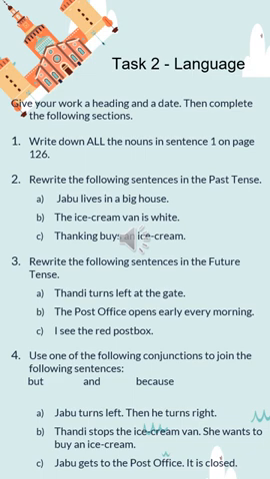Number 4. Use one of the following conjunctions to join the following sentences. But, and, because. A. Jabu turns left, then he turns right. B. Tandi stops the ice cream van. She wants to buy an ice cream. C. Jabu gets to the post office. It is closed.